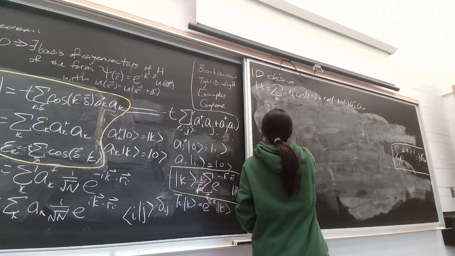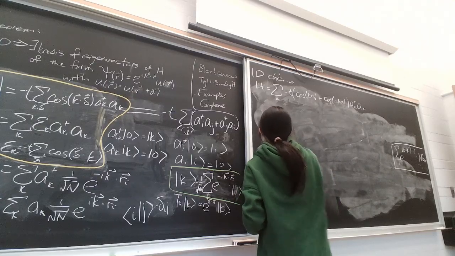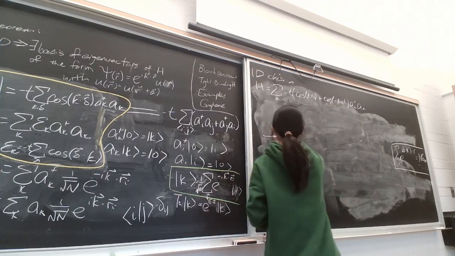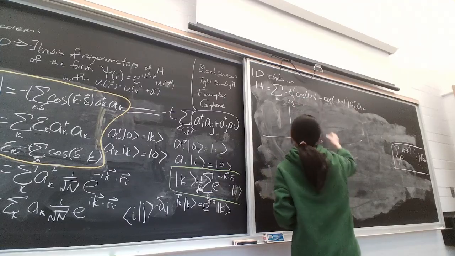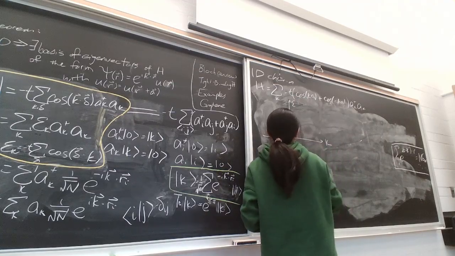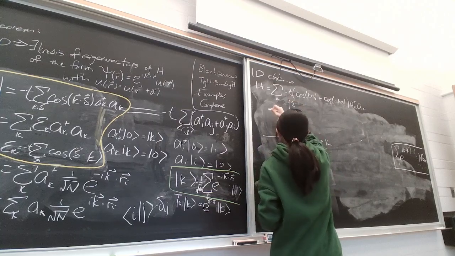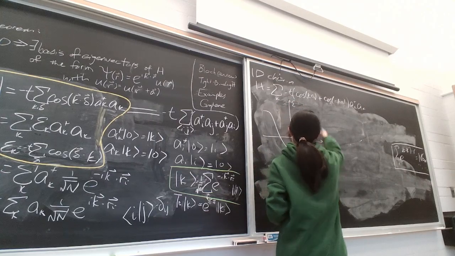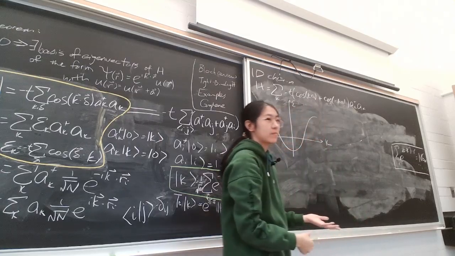You plot energy as a function of K. Yes. And this is negative, so it just looks something like this. It's a bit shifted, but you get the idea.